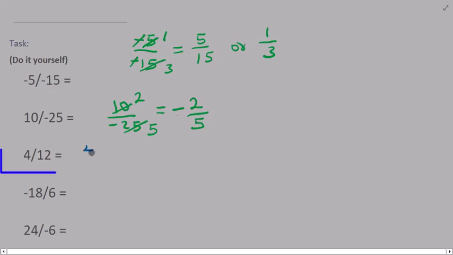Here we have 4 over 12. Since they are both positive values, that means they have the same sign, so we're getting a positive answer. And 4 can divide 4, and as well divide 12. 4 here is 1 and 4 here is 3. So we have 1 over 3.